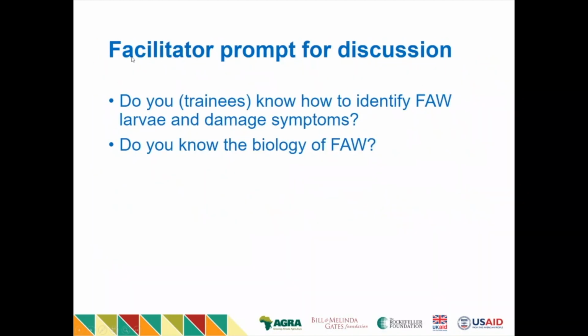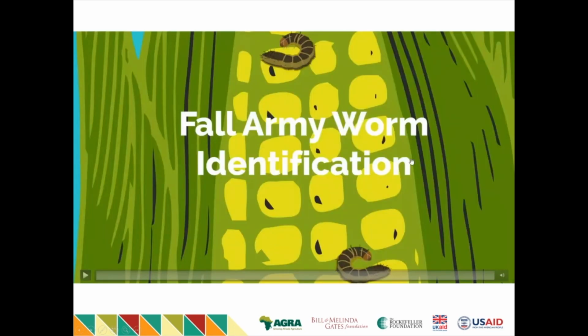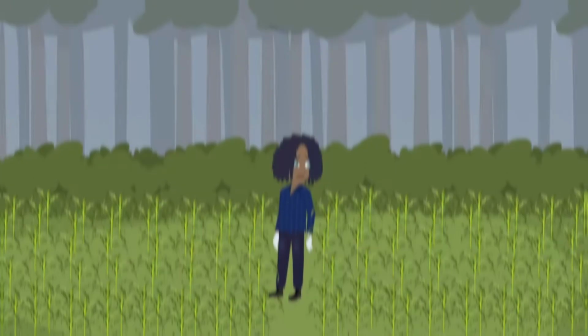So you as a trainer can ask the farmers, do you know how to identify fall armyworm? And if they say yes, don't just leave it there. Ask them, why do you say so? How do you know? Do you know the biology of fall armyworm? I'd like to show you this animation that deals with identification of fall armyworm and its biology, and please note that it ends with a farmer thinking on what to do next.